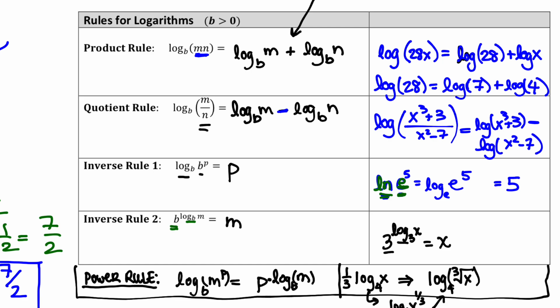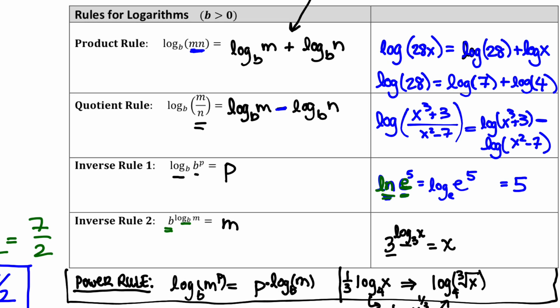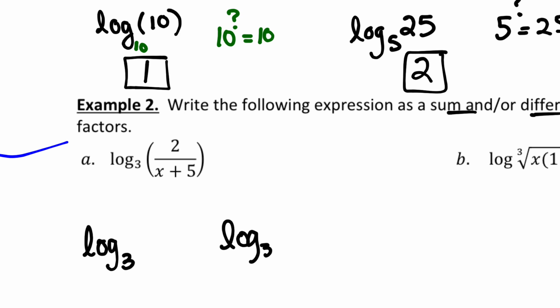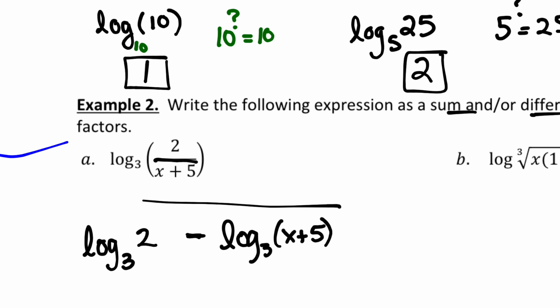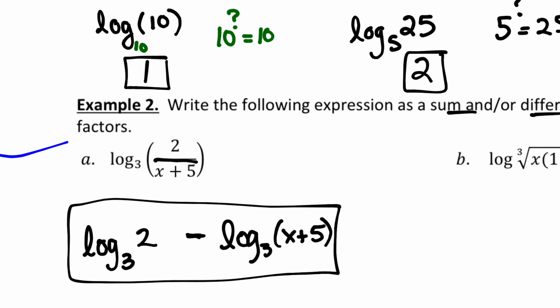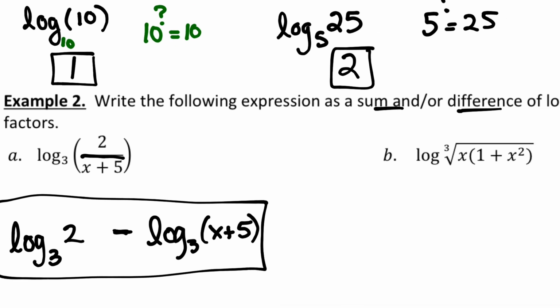Are you with me? So if they're together down here as a division, and I want to separate them into two parts, am I going to add or subtract them? Subtract them. Beautiful. Now, my base stays 3, so which guy goes first? Log base 3 of 2, and then minus log base 3 of x plus 5. So this would be a difference of two logarithms where they're being subtracted by that rule.